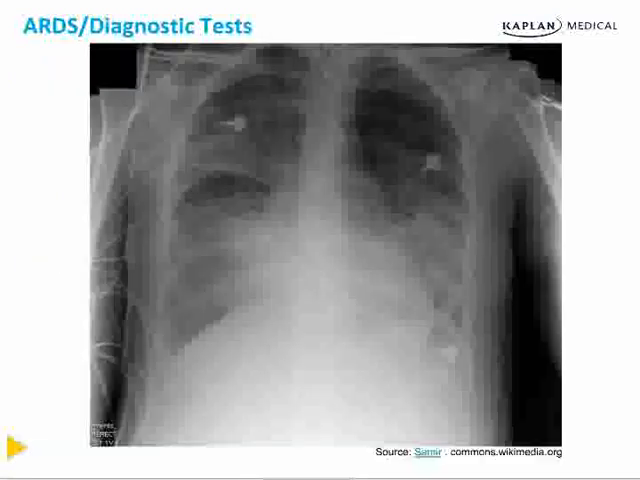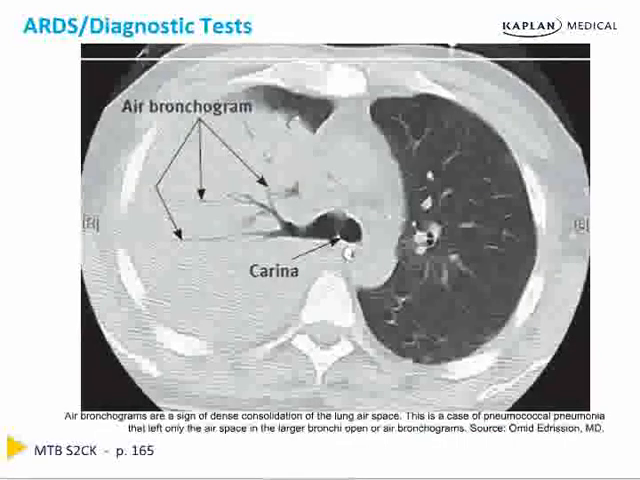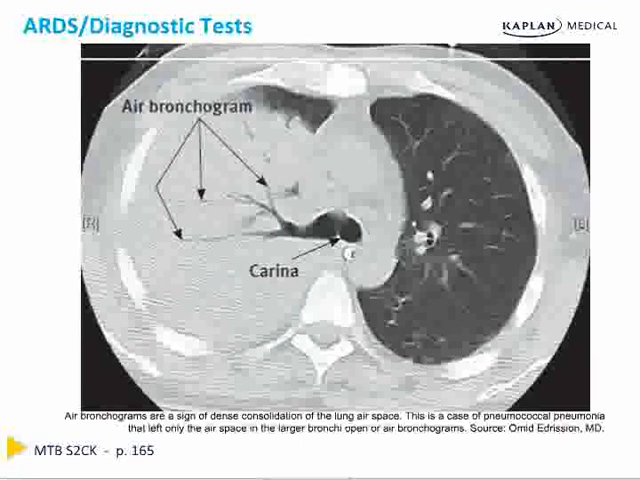Here's an example of the bilateral whiteout seen on an ARDS chest x-ray. We have dense, puffy, cotton-appearing alveolar infiltrates on both sides of the lung. Here's a chest CT very clearly demonstrating air bronchograms. These are signs again of dense consolidation in the lung airspace.